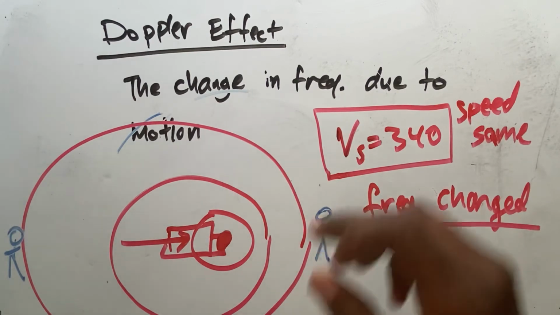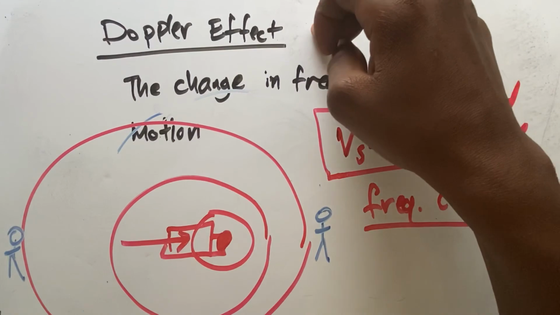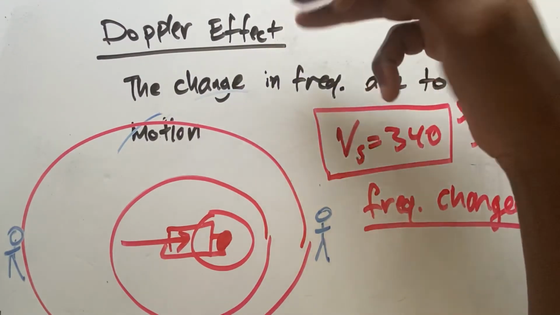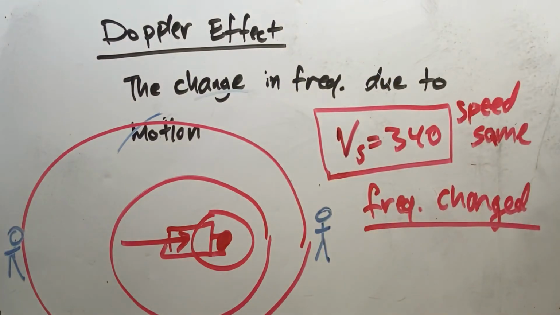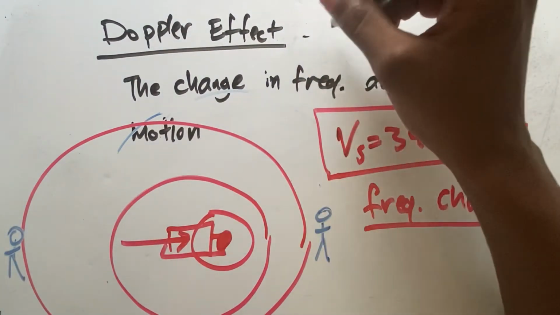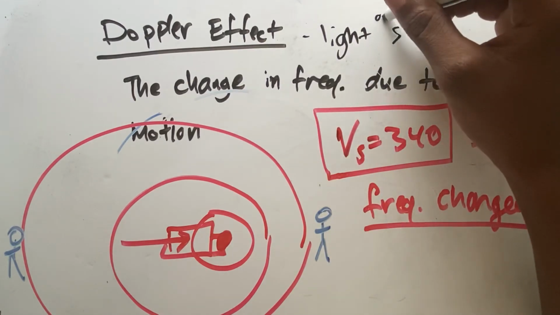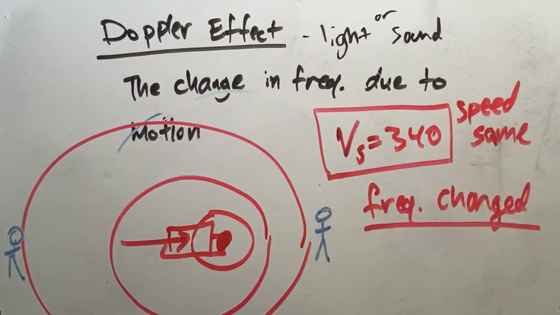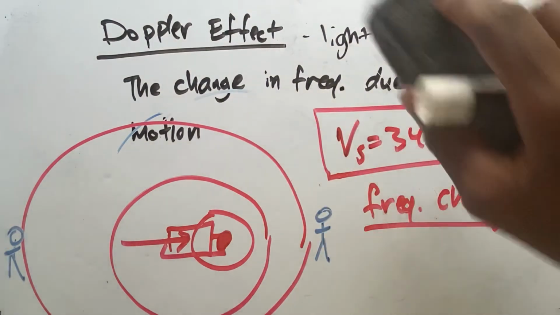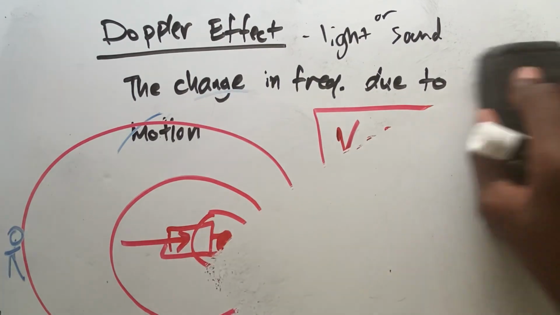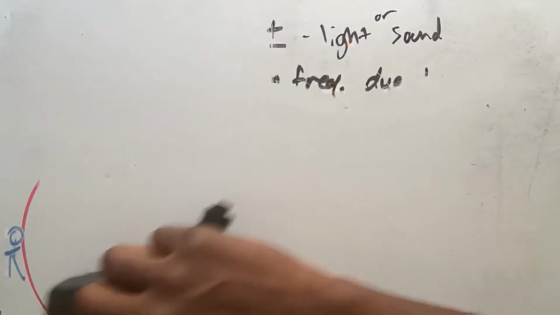And so again, the Doppler effect is an effect due to a wave. It can happen for light or sound. So now let me talk about shock waves and sonic booms, and that'll be it, because I know this is getting a little long.